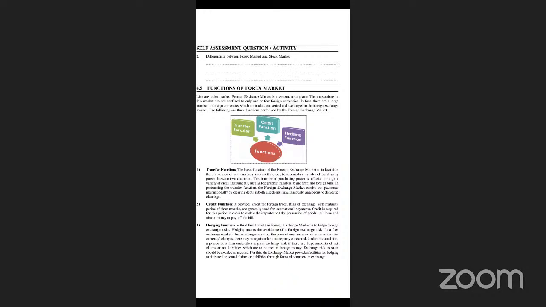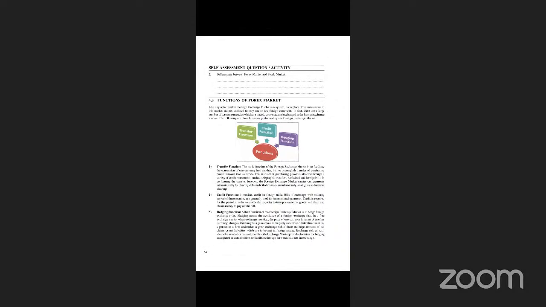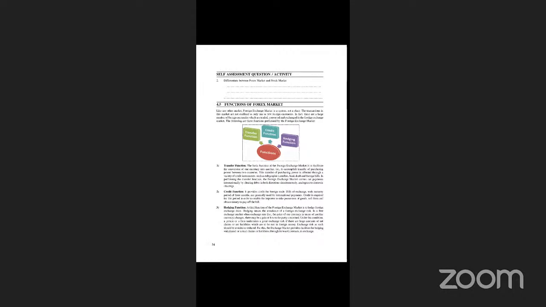Now, in this condition, the person or the firm involved has greater chances of risk. So there are huge amounts of net claims or net liabilities which are to be met in foreign money. Exchange risk as such should be avoided or reduced, and this facilitates hedging anticipated or actual claims or liabilities through foreign exchange contracts. So functions are summed up under transfer, credit, and hedging.